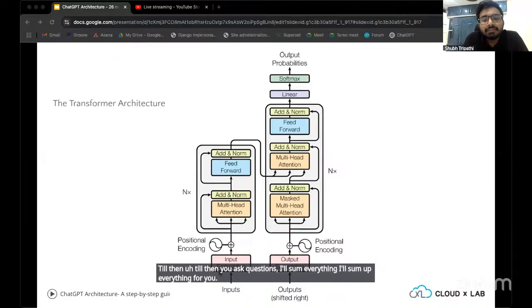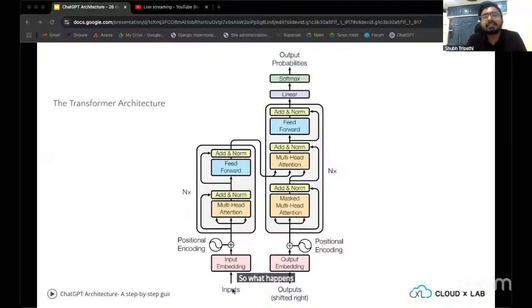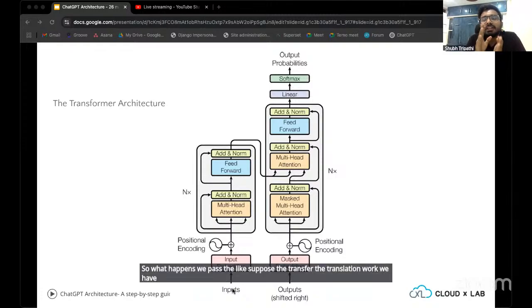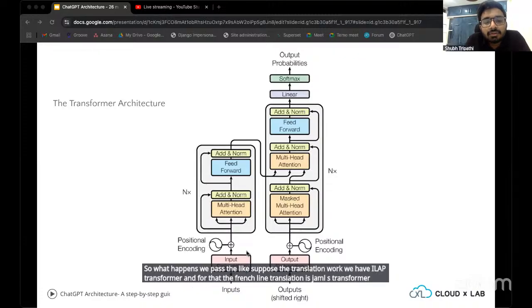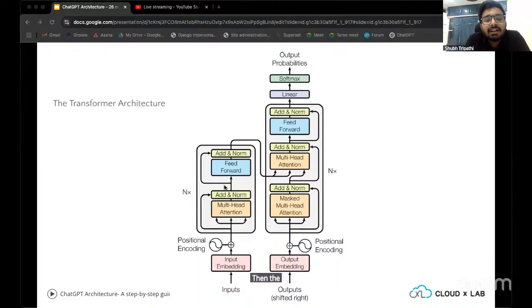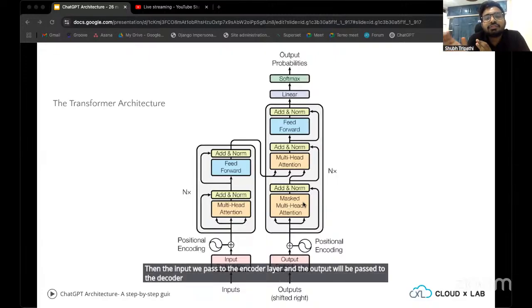Suppose for the translation work, we have "I love transformer", and for that the French translation is "Jamal-S transformer". So we will encode both the sentences using the input embedding and output embedding. Then the input we pass to the encoder layer, and the output will be passed to the decoder layer. We mask the future tokens so it does not know them when predicting the next word.